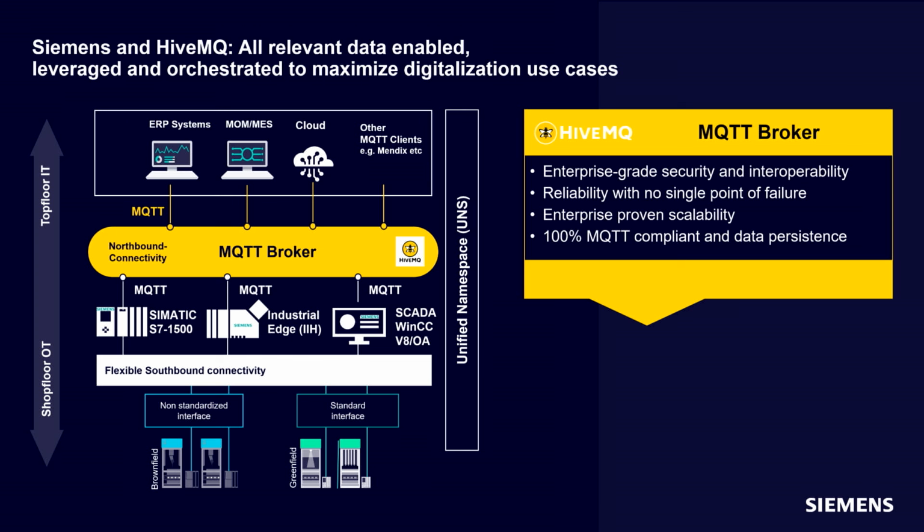And together, Siemens and HiveMQ, we deliver everything that is needed, right? So the MQTT broker comes with enterprise-grade security and interoperability. It is also very reliable, and due to its masterless architecture, it doesn't introduce a single point of failure. And it brings enterprise-proven scalability. And we are 100% MQTT compliant, and we also come with a lot of features.